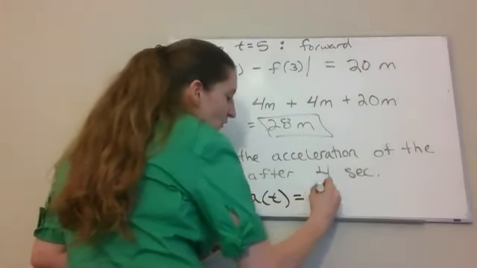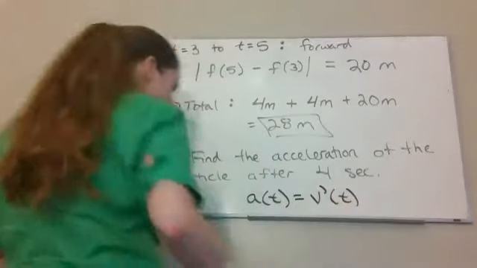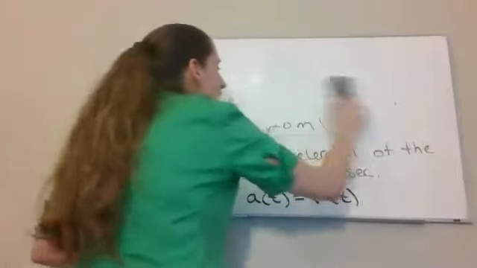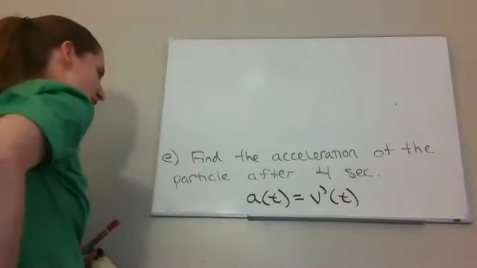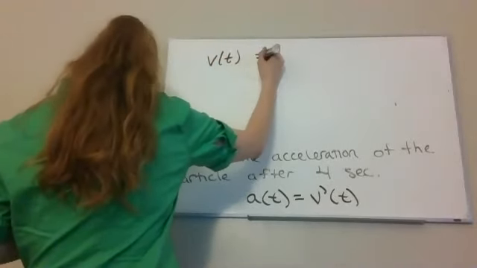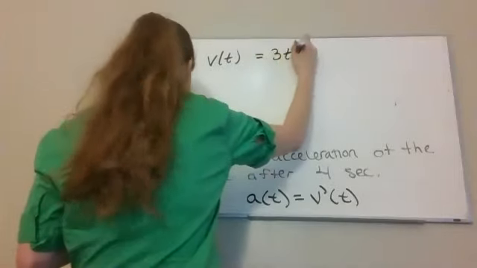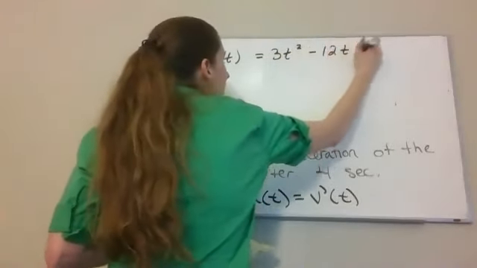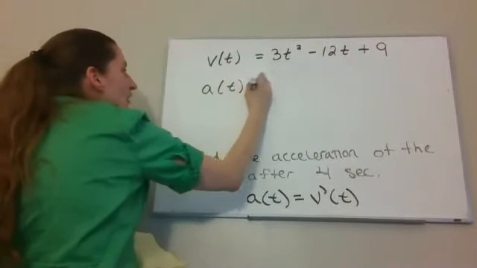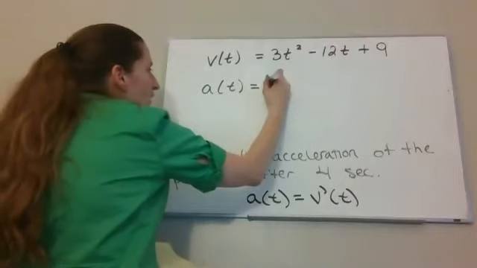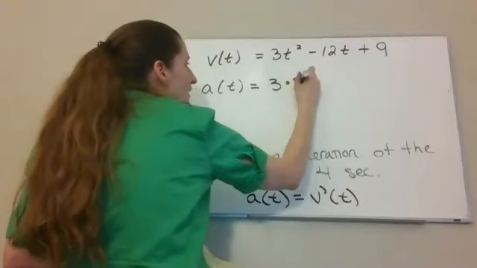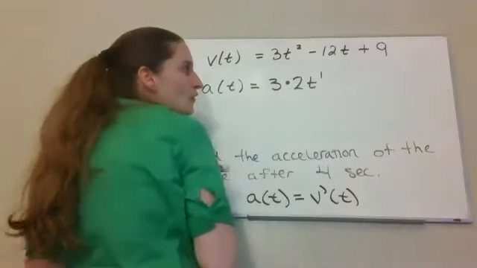A of t equals v prime of t. So let me quickly remind us what the velocity was, and then we can take the derivative to find our acceleration. Our velocity was equal to 3t squared minus 12t plus 9. And so my acceleration is the derivative of this. Using my constant multiple rule, my 3 gets to stay. The derivative of t squared is 2t to the first, using my power rule.